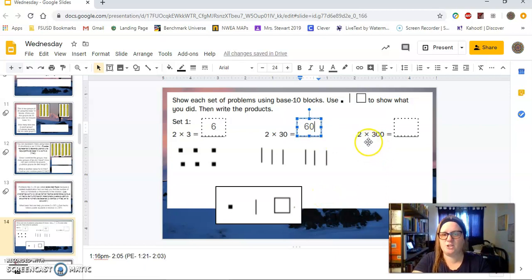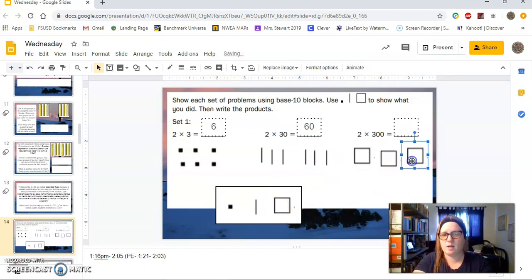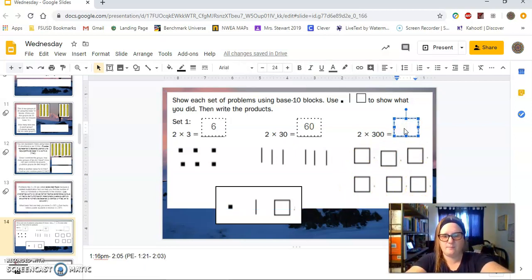Now for this one, I have 2 groups of 300. So this equals 100. So I have 1, 2, 3. That's 1 group of 300. I need another group of 300. 1, 2, and 3. So now to solve, I just count my hundreds. I have 100, 200, 300, 400, 500, 600.